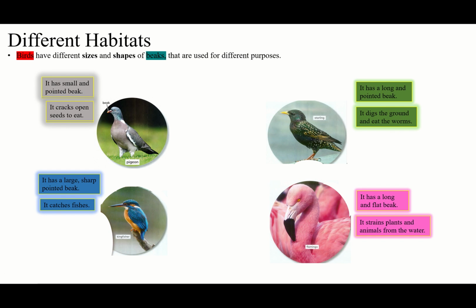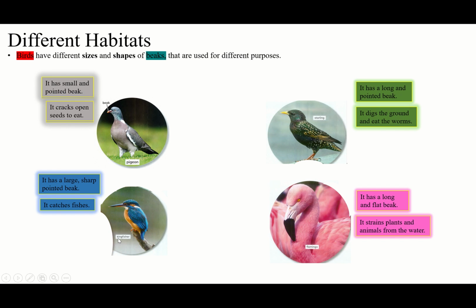So you see that each size and shape of the beak is specific for a purpose. For example, the small pointed beak is specific for crack opening the seeds, but long and pointed is specific for digging the ground and taking out the worms. You see? And let's go for the others.